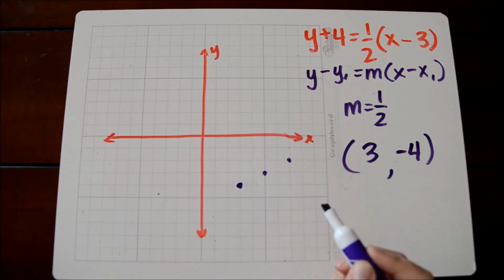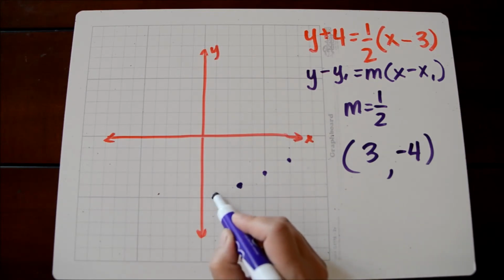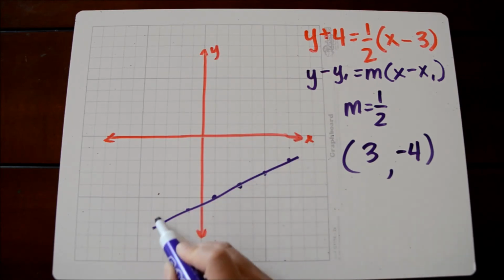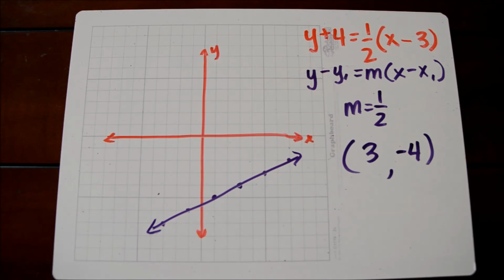We're going to go up 1 to the right 2. Or down 1 to the left 2. And that is the graph of this equation.